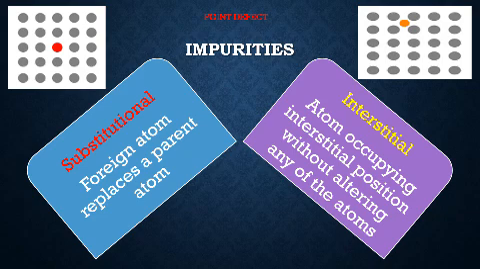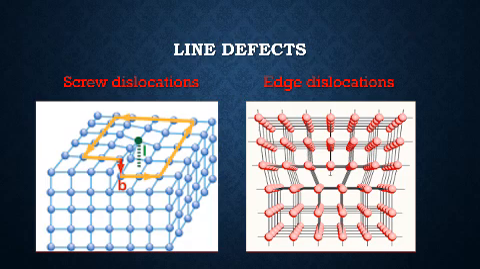The next type of defect is the line defect. The defects due to dislocation or distortion of atoms along a line are known as line defects. This line defect is also termed as dislocations. There are two types of line defects. One is edge dislocation given on the right side and another one is screw dislocation given on the left side. Edge dislocation is a missing half plane of atoms, whereas screw dislocation is a helical displacement of atomic planes.